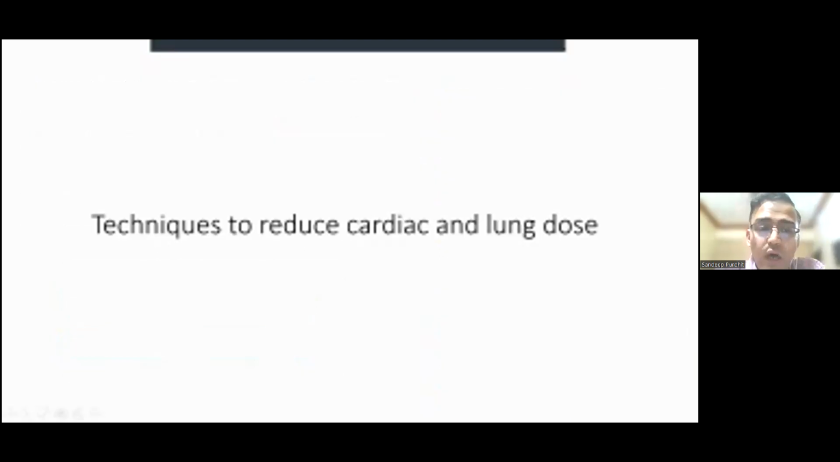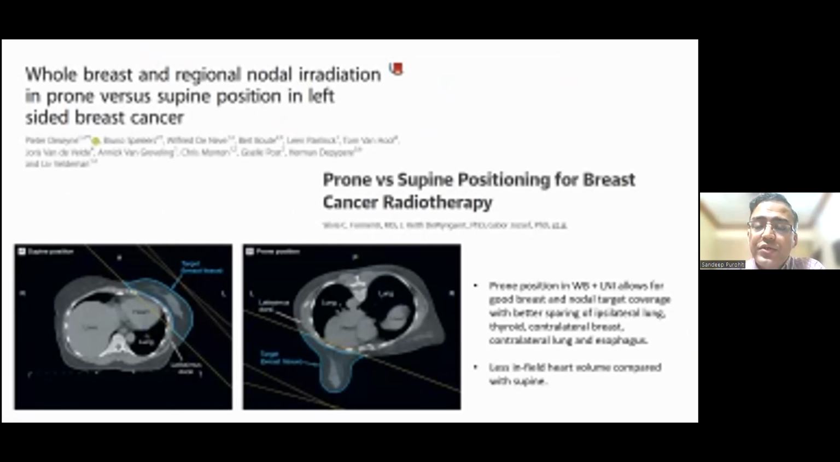Now, how to reduce these cardiac and lung doses? So, techniques to reduce doses to the OARs. We have seen in patients who have bulky breasts, if they are planned in a prone position, it allows for good breast and lymph nodal coverage with better sparing of the ipsilateral lung, contralateral breast, and contralateral lung.